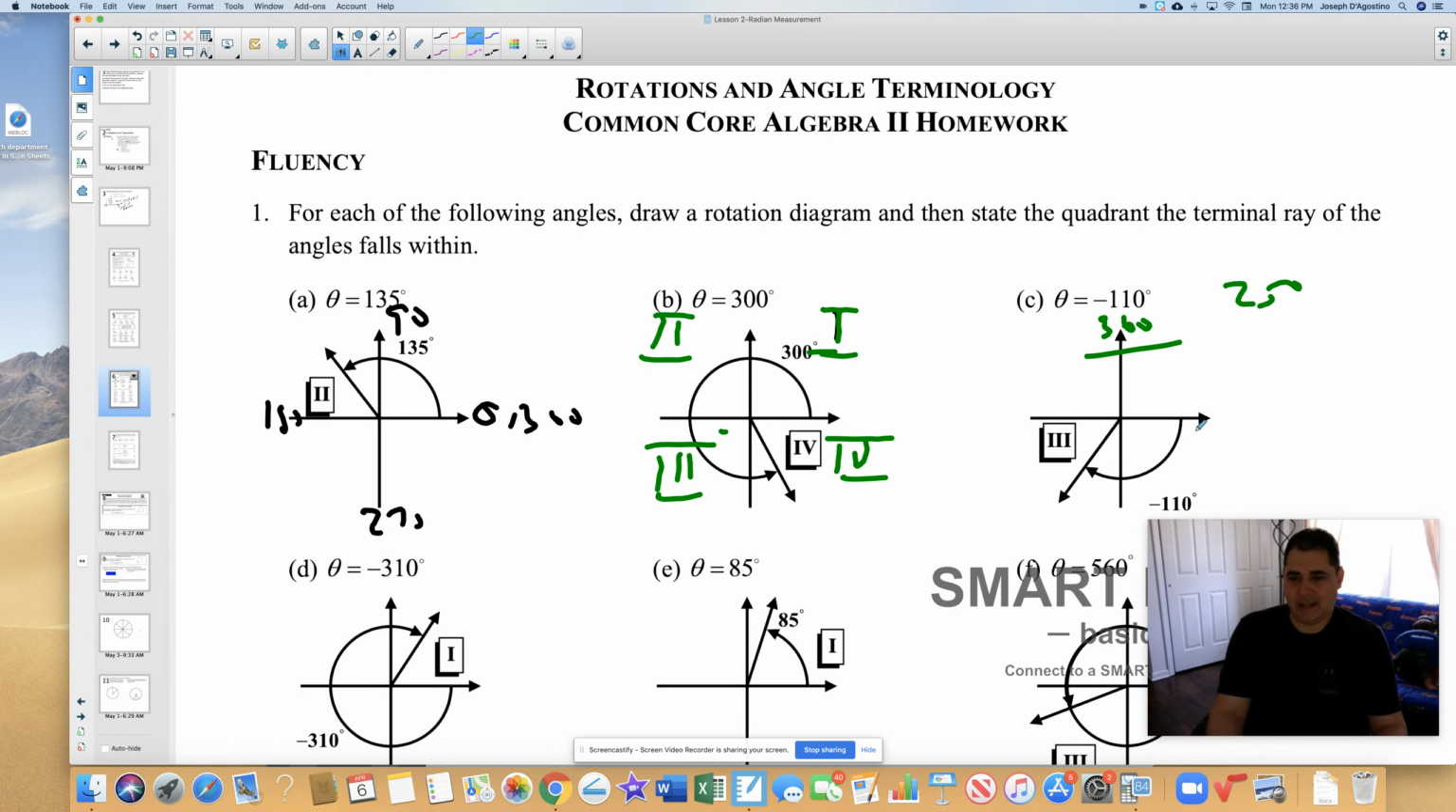But since it's negative, you go this way, clockwise. This is negative 90, this is negative 110. So negative 110 and 250 are coterminal angles.